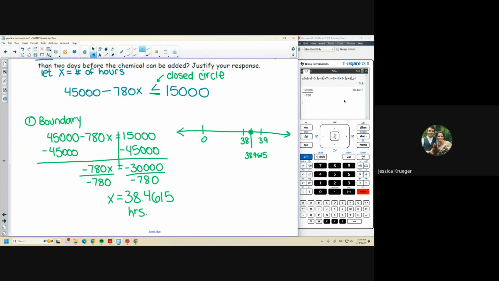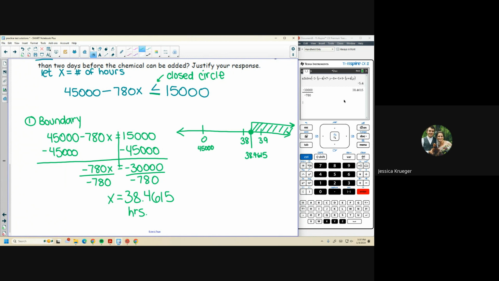Now, you could test a value like 0 and see if it makes it true or false, or you could reason your way through this. At 0 hours, I've got 45,000 gallons of water in the pool because it hasn't started draining yet. It drains and drains and drains. And then here at 38.4615 hours, it's at 15,000. If I let it drain longer, there's going to be less water in the pool. So I want there to be 15,000 gallons or less. So my solution is going to be up here.